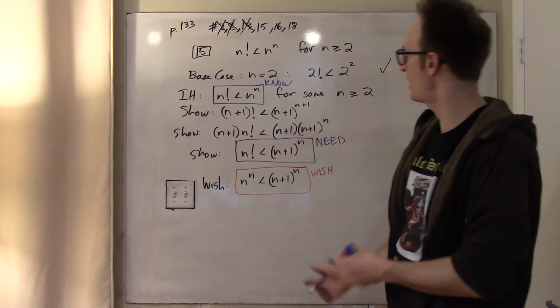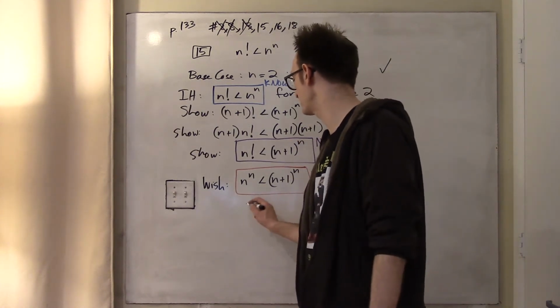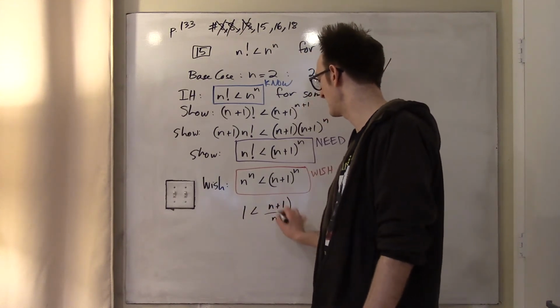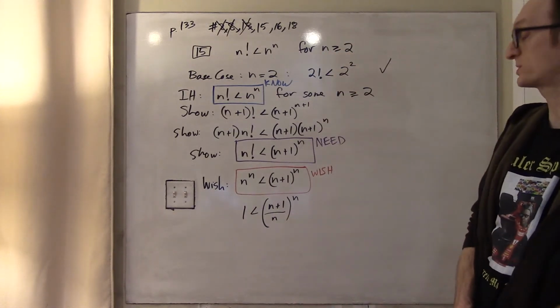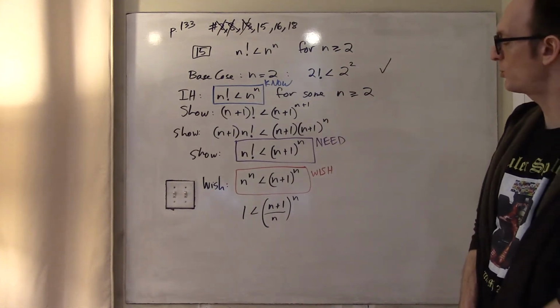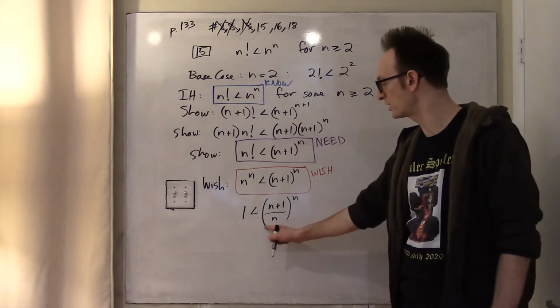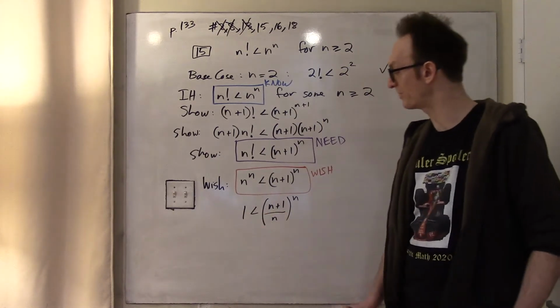Why is this true? You could divide both sides by n to the n, and you can get something that's equivalent, which is just this. Is this true? Yeah, it's just true that a number bigger than 1 raised to some positive integer power is also bigger than 1.